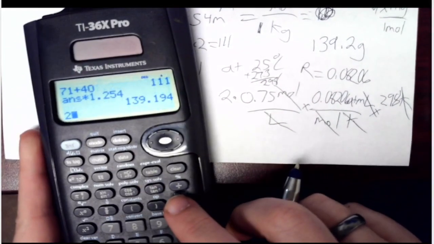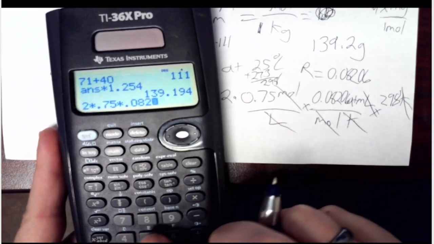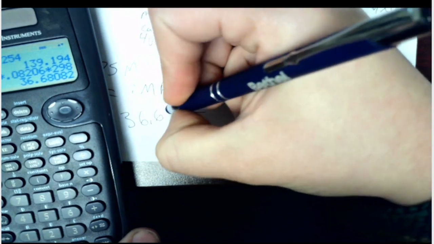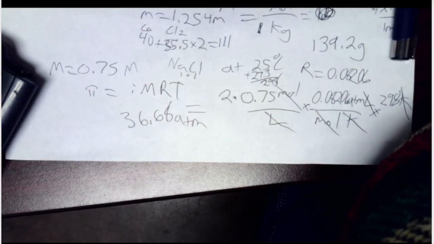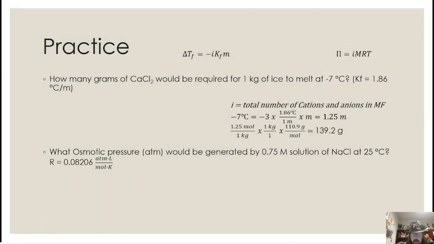So, solution of 0.75 times 2 times my R, 0.08206, times 298 gets a surprisingly powerful pressure of 36.68 atmospheres. That is very powerful. In terms of pressure, that is very intense. However, that assumes a pure solution on the other side. Most times it's not a pure solution, so there's going to be 2 opposing osmotic pressures. But that is the last bit of this chapter.